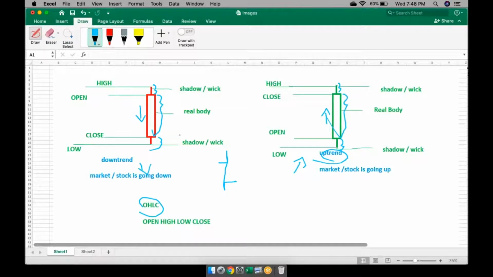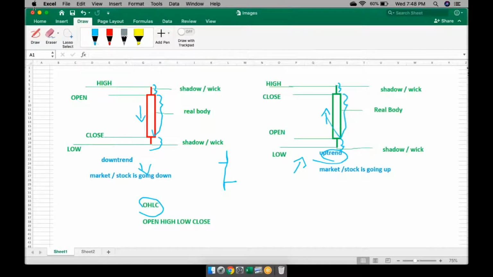When you see a red candle, don't go and buy. When you see a green candle, don't go and sell. Very, very important. With this, the properties are over. Now we will see what if the candle is big, what if the candle is small, different types of candles. All those things we will start learning now.